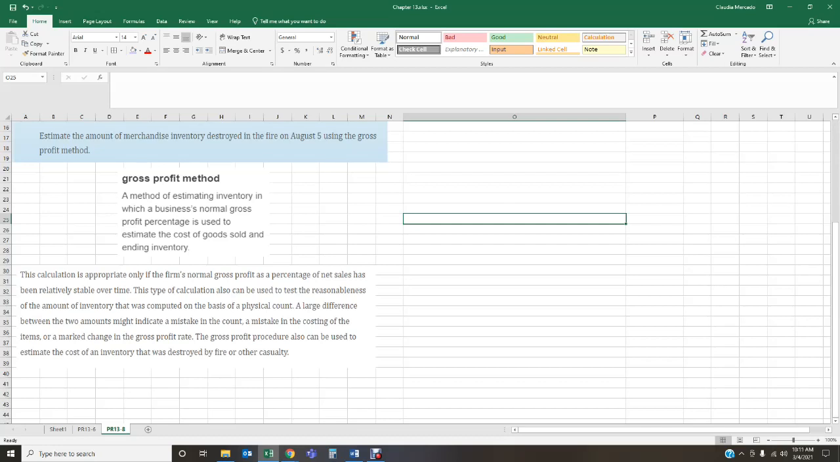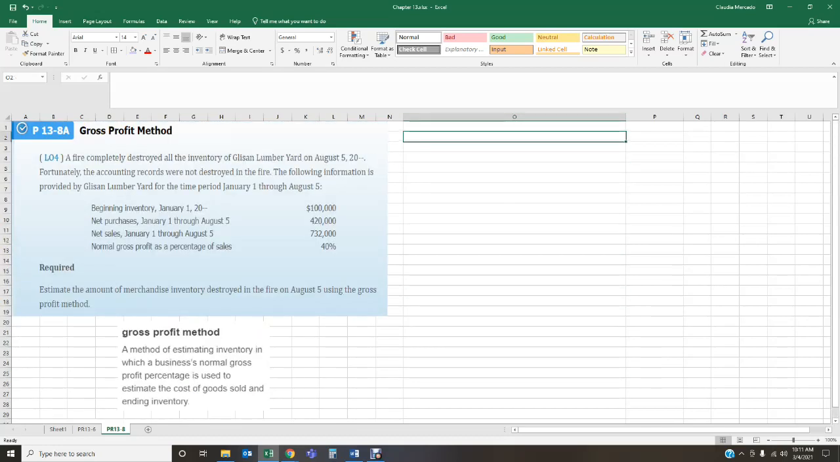The gross profit procedure also can be used to estimate the cost of inventory that was destroyed by fire or other casualty, which is what we're going to be using it for. There's more information in your ebook. Make sure that you go back, locate this section, and read it. So, let's get ready to work out this problem.